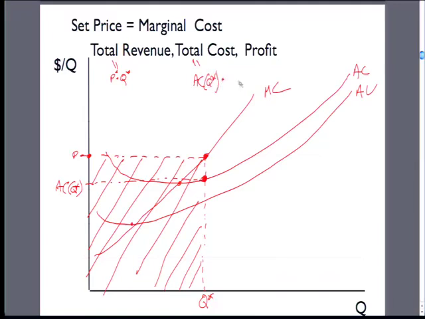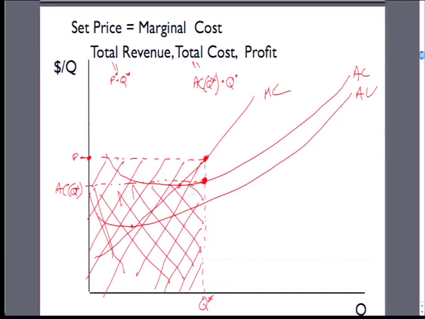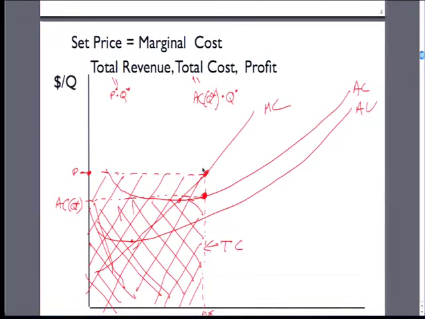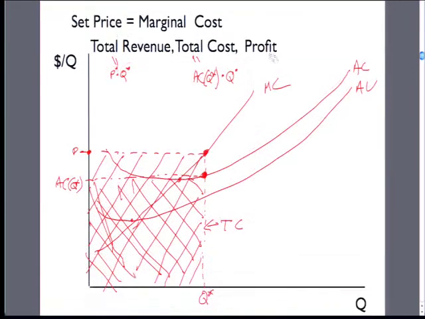of Q star times Q star. And I do not know how to use this program well enough to get multiple colors, but let's go a different angle. This box here that I'm shading in now is the total cost. The total cost is this bottom box. The total revenue was going all the way up to here. And then we have total revenue minus total cost, which will be our profit.